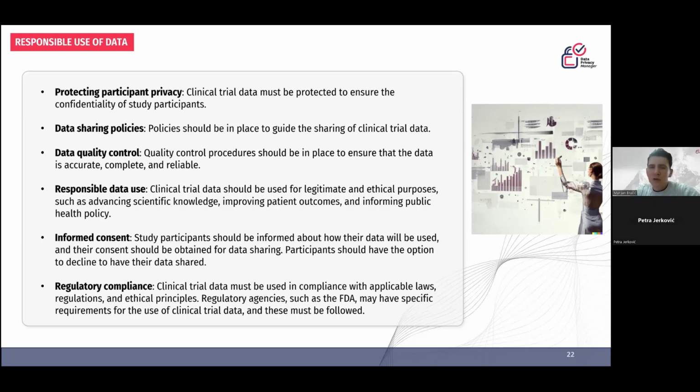And from regulatory compliance, for sure, pharmaceuticals and clinical trials are very heavily regulated. So again, you need to have controls in place.